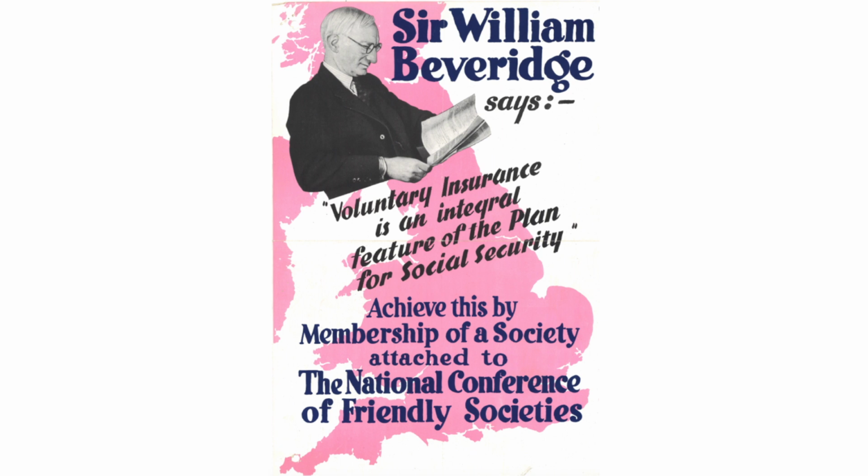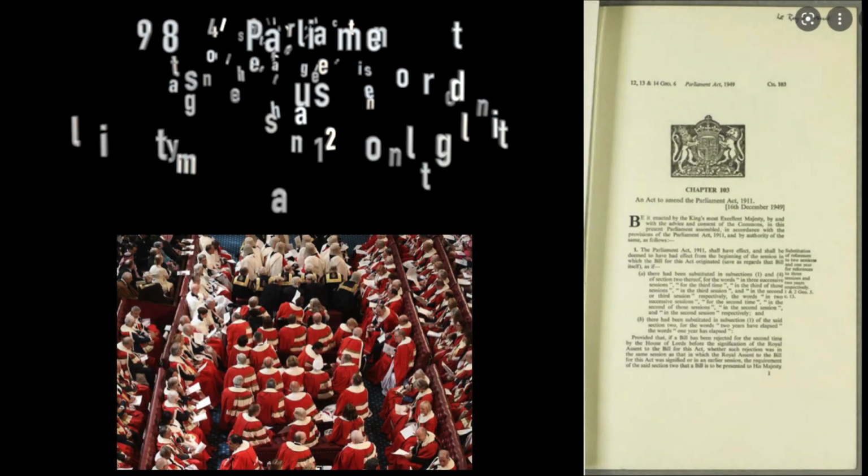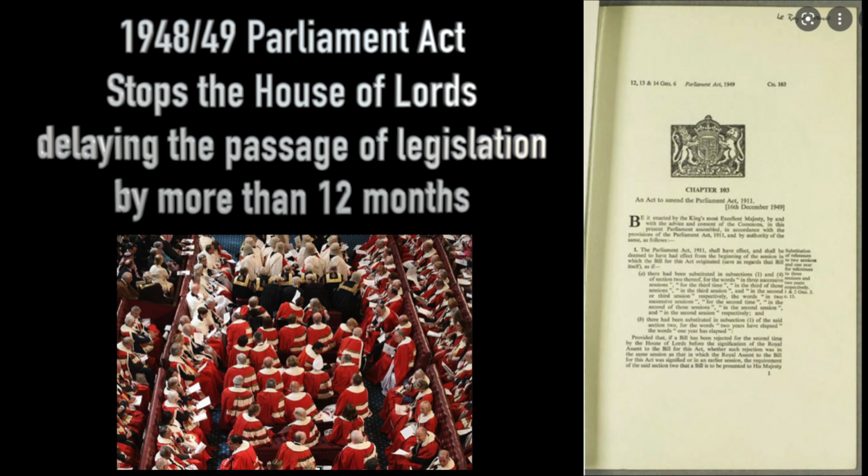In 1945, there is the introduction of the social security system to fix the trusts to a private enterprise, which then leads to 1948, the Parliament Act. The aim of this is to stop the House of Lords delaying the passage of legislation for longer than 12 months.